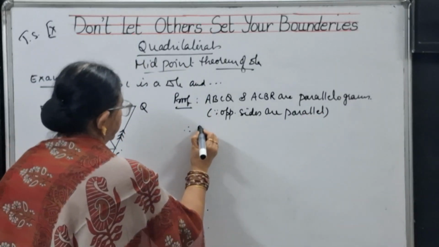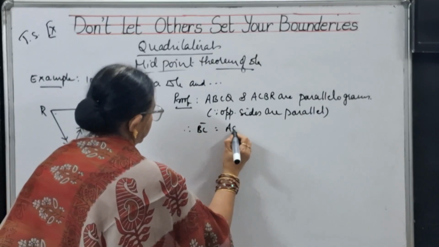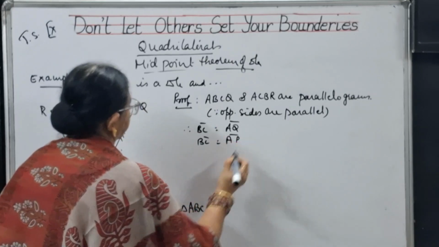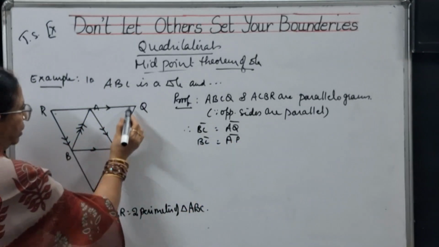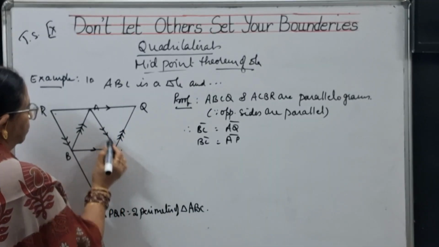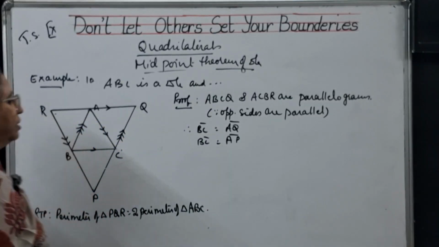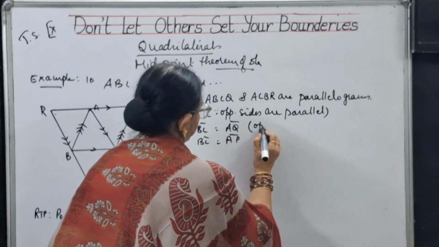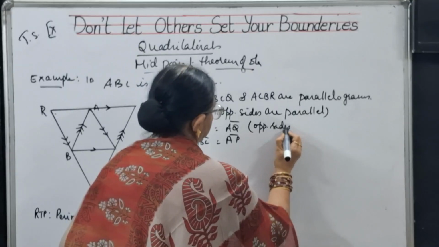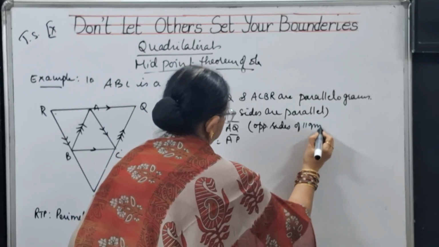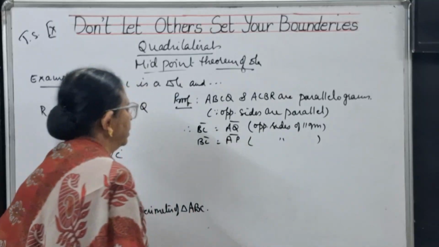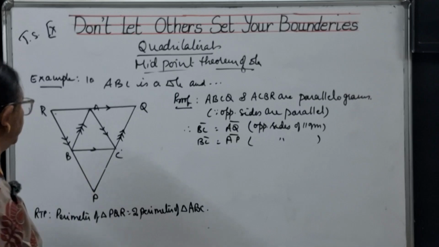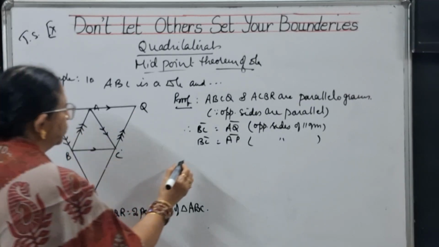Therefore, BC is equal to AQ and also BC is equal to AP. Because for this parallelogram, these two are opposite sides, and for this parallelogram, these two are opposite sides. Why are they said to be opposite sides of a parallelogram? Opposite sides of a parallelogram are equal. This is the reason why we are saying that BC is equal to AP and BC is equal to AQ.